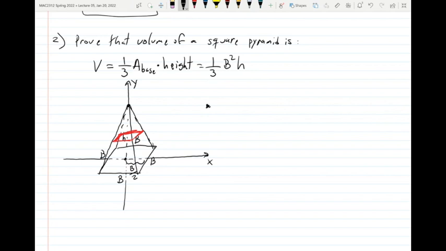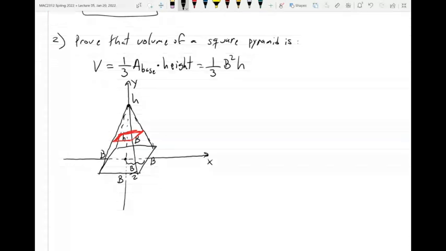At the top, the very tip of the pyramid. What's a number? Look at the picture. I set out my 0 to be at the base of the pyramid. So what's this point up here? Oh, that's going to be the height. That's h. Sorry. Right? So our integral is going to be from where? From 0 to h. Understand this?